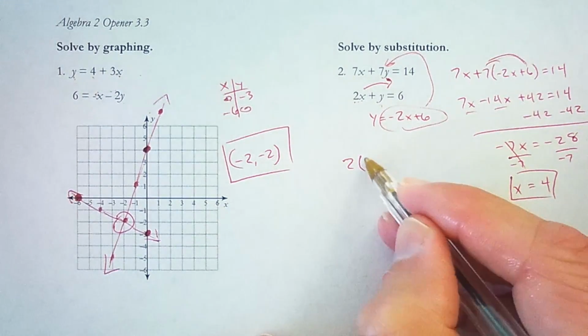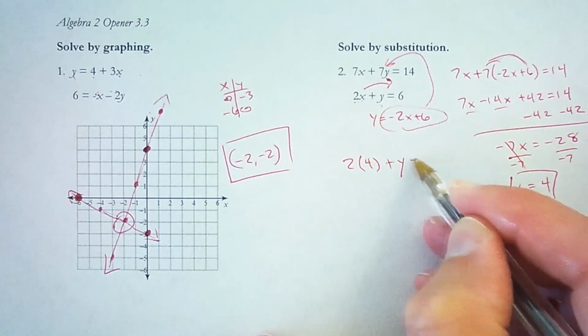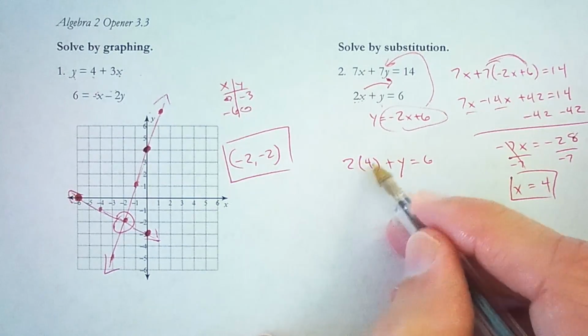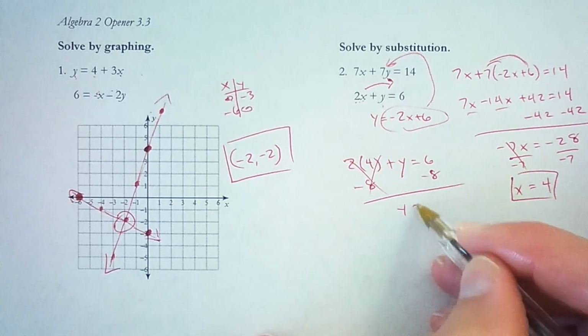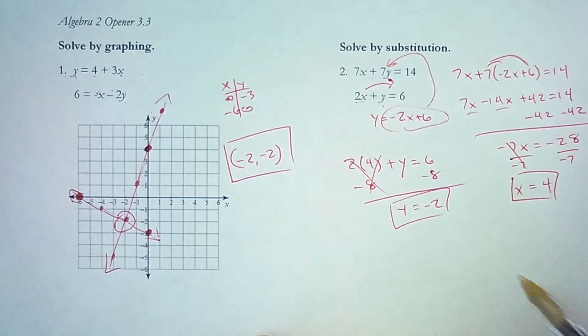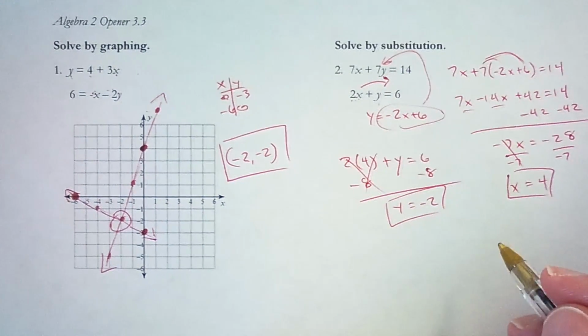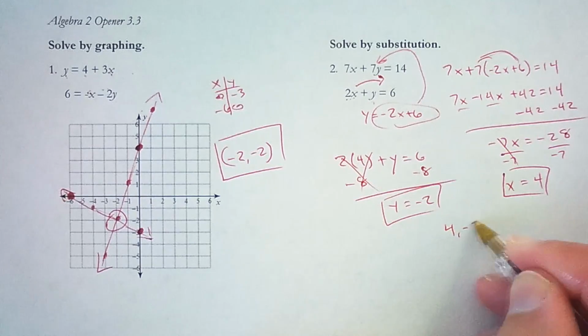2 times 4 plus y equals 6. Okay, so 2 times 4 is 8. So if I just subtract 8 from both sides, I get y equals -2. So that means the point of intersection should be the point 4, -2.